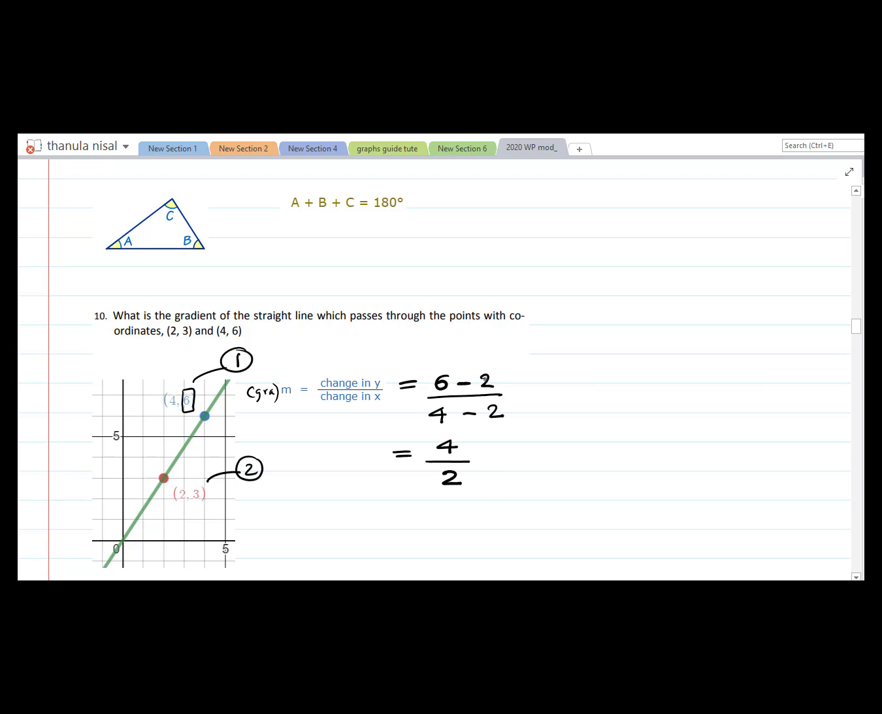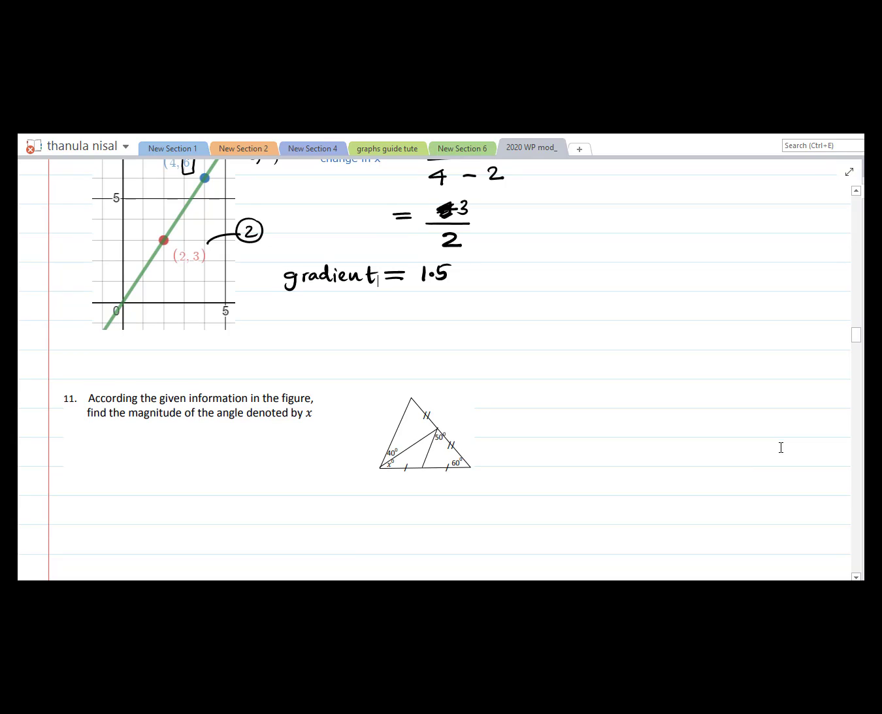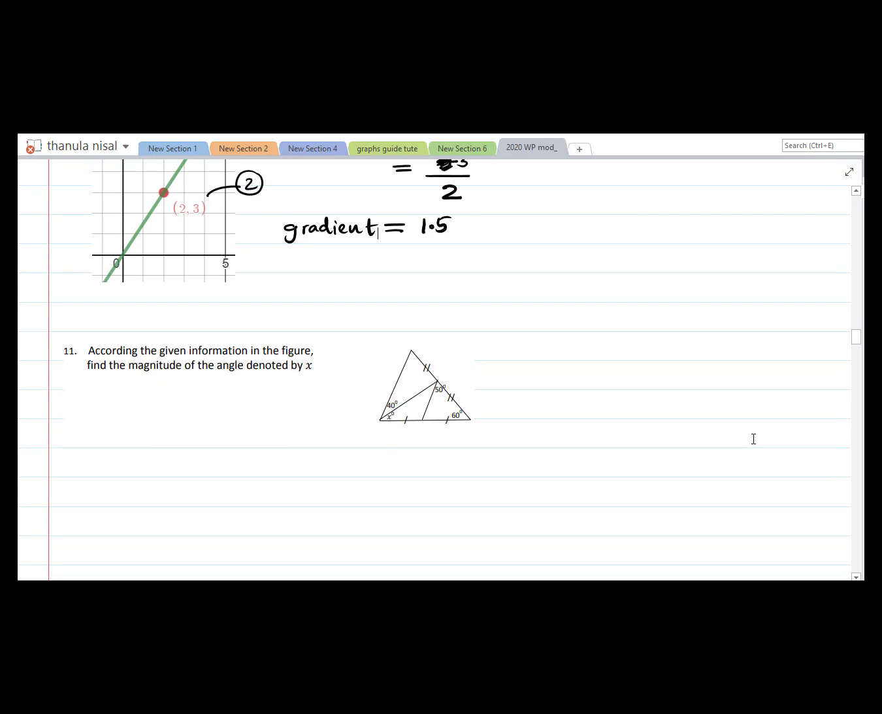I'm sorry, really sorry about that. Second coordinate is 3. Therefore 6 minus 3 over 4 minus 2. I'll replace this one as 3. Therefore the gradient should be 1.5. Okay, gradient is equal to 1.5. Let's move to question number 11.